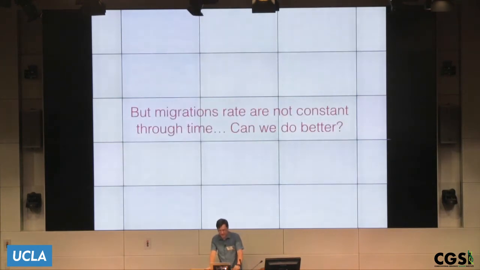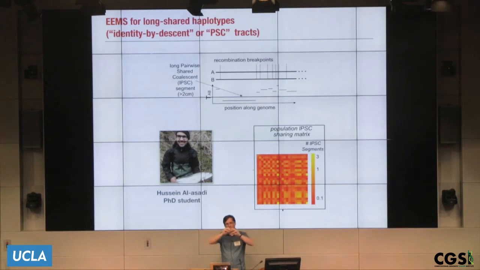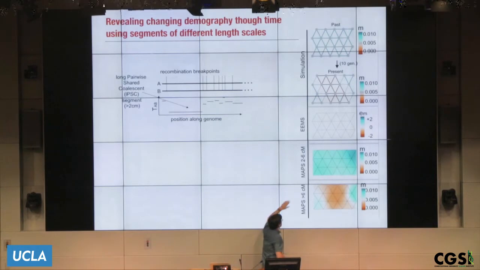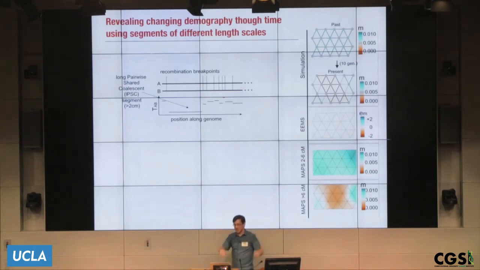So I'll skip that. And then we're now working on an approach to look at migration rates changing through time by looking at long shared haplotype segments, because long segments of shared haplotype identity reflect very recent genetic similarity. So if you analyze a genetic similarity matrix based just on long segments of similarity, you get insight into just the recent past. Doing that, we can do things like this, where we have a barrier that appears just 10 generations ago, and in one map we don't see it, in the other map we do, based on how we filter the length scales of our analysis.